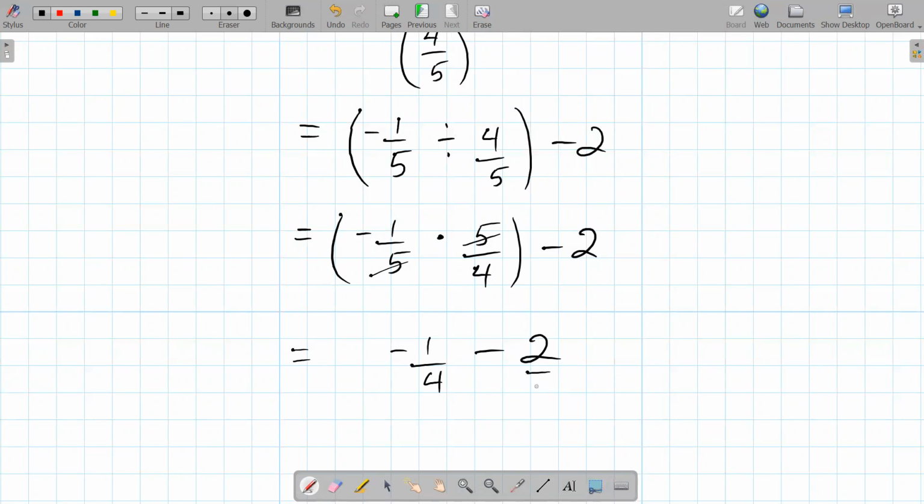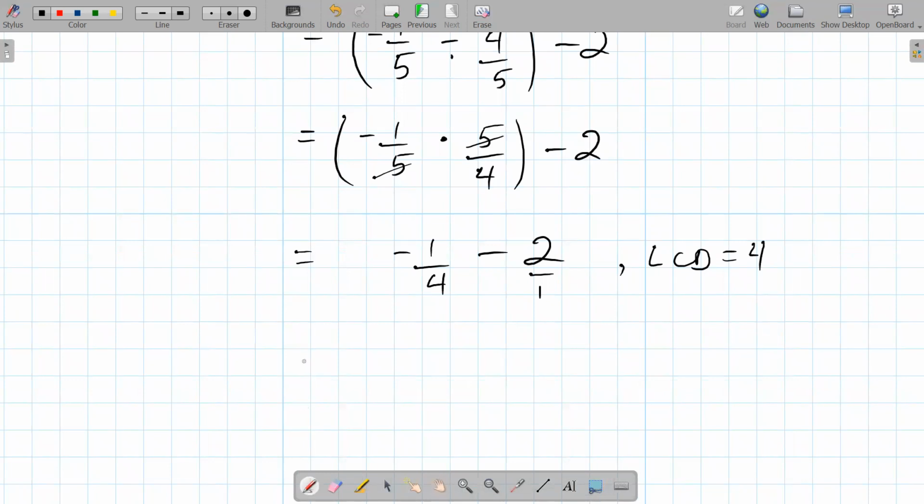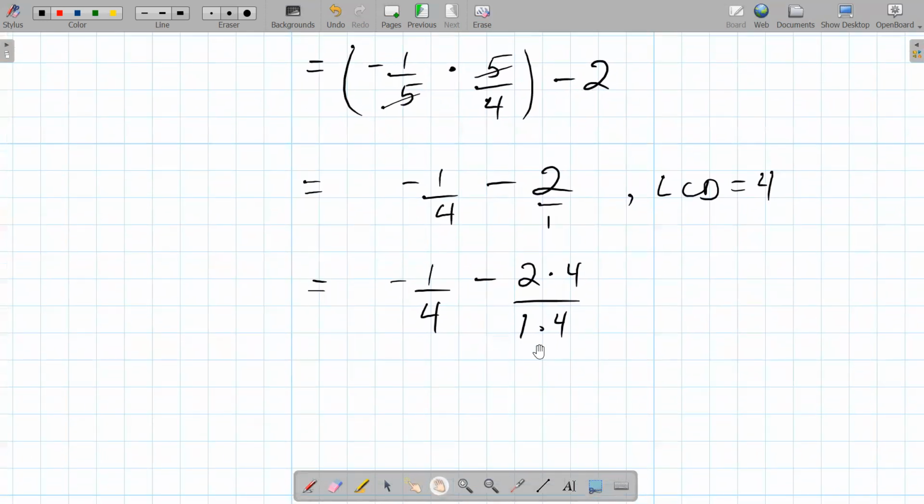But again, this 2 I can divide by 1, which means that the LCD is going to be 4. Once I do that, I change the denominators to 4. So this by 4, and that also by 4. I don't change this because my LCD is already 4. So -1/4 minus 2 by 4 is 8, 1 by 4 is 4.